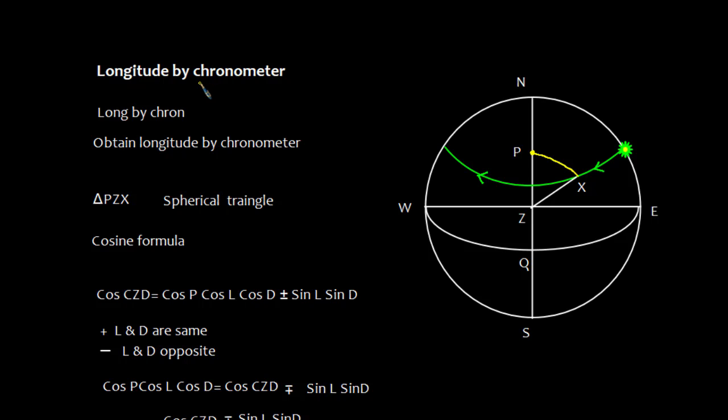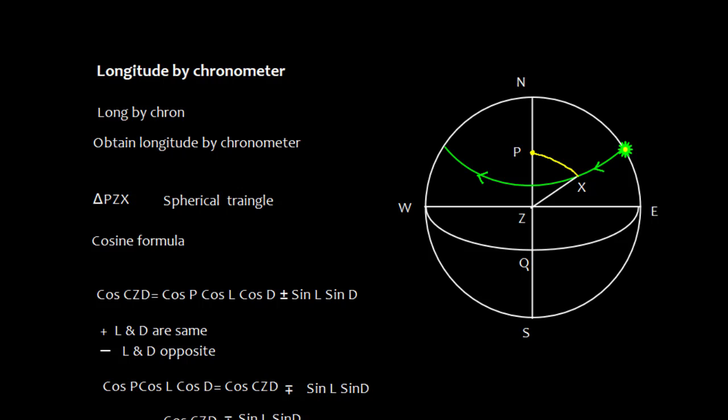So let's talk about longitude by chronometer, or long by Chron, and in this method we are going to obtain longitude by chronometer. So again we have this PZX triangle, and this PZX is a spherical triangle, and we know this cosine formula which is used for intercept, which says cos of calculated zenith distance is cos P cos L cos D plus minus sin L sin D. We use plus sign when L and D, that is latitude and declination, are of the same name, and we use minus sign when they are of opposite name.